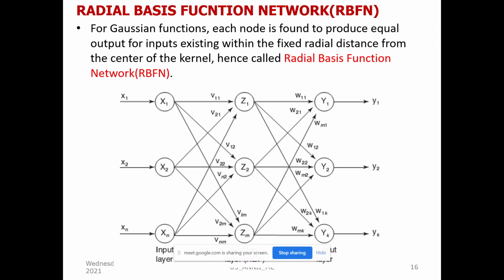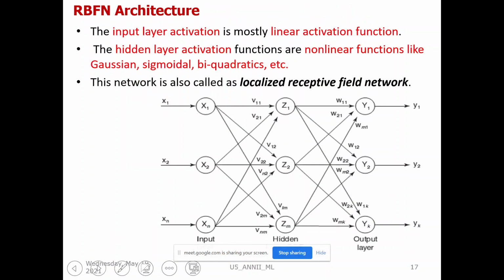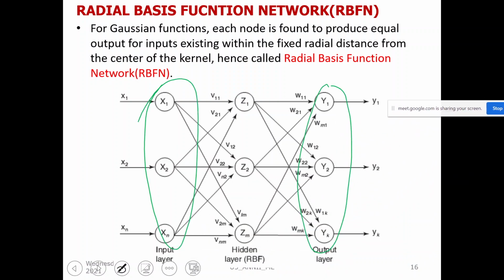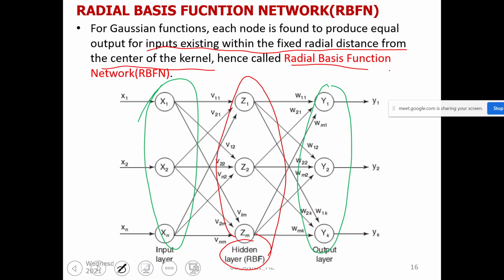Then the radial basis function network. In this network there are three layers: the first layer is the input layer, then the output layer, and the middle layer, which you could see here, is nothing but the RBF layer, that is the hidden layer. It responds to all inputs existing within a fixed radial distance from the center of the kernel. That's why we call it a radial basis function network.